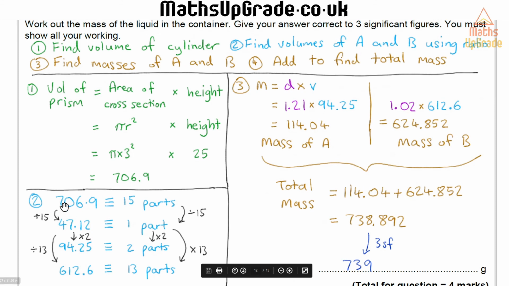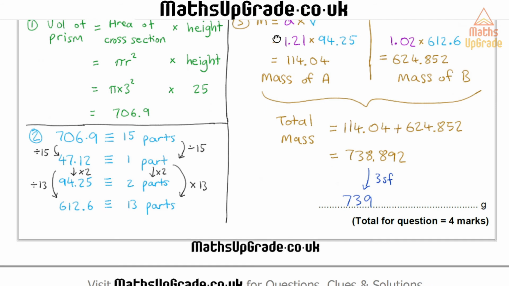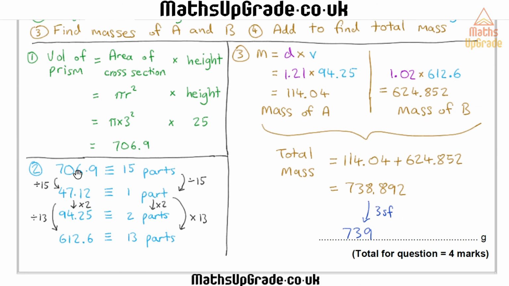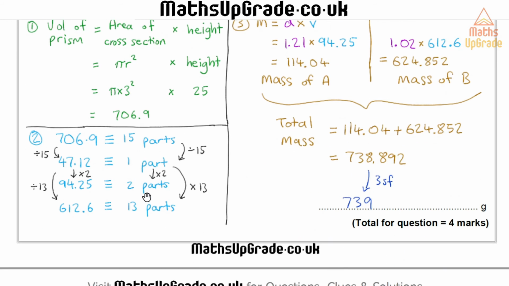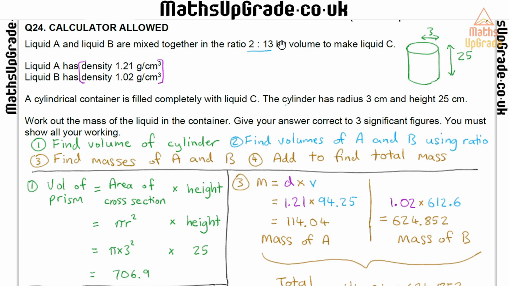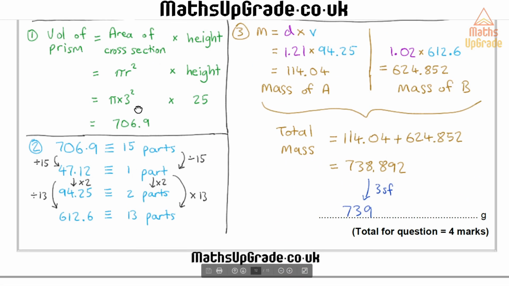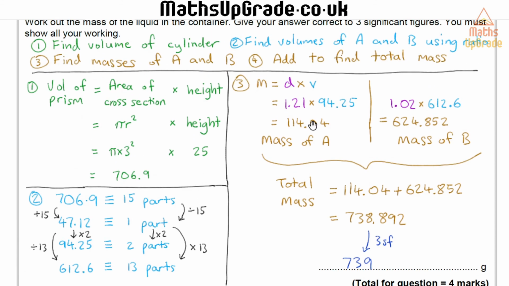So I know that 706.9 is equivalent to 15 parts since it's completely filled. And there's the 15 parts there. So to find how much one part is worth, divide both sides by 15. Then to find liquid A, I'm going to multiply by 2 parts. And for liquid B, I'm going to multiply by 13. So that gives me those individual volumes there, 94.25 and 612.6.